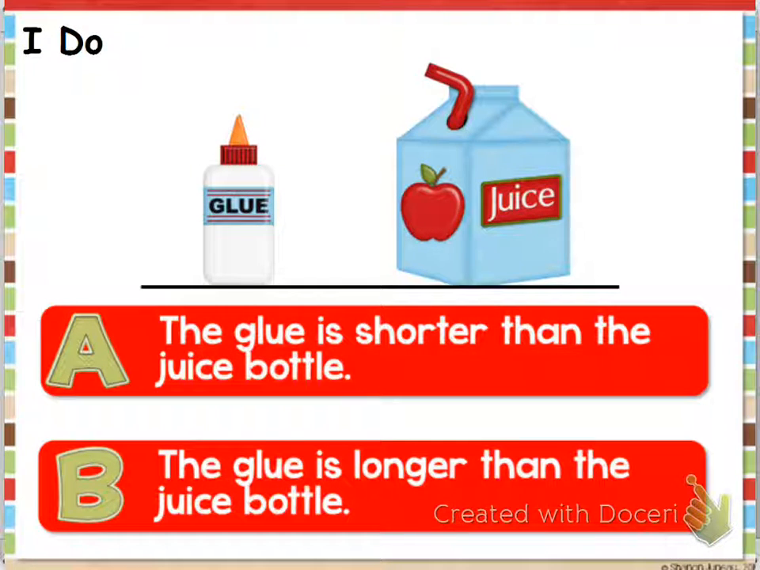Today we're going to be talking about Module 3, Lesson 1. Now, in this video, we're talking about being able to compare a length of objects by aligning endpoints.